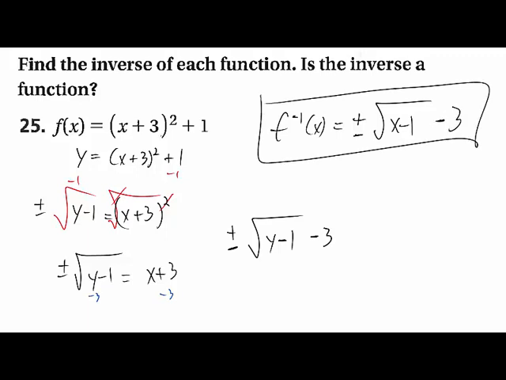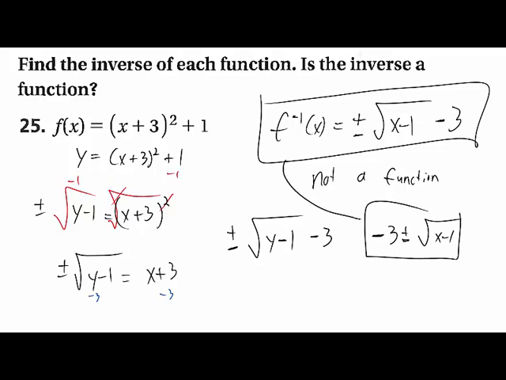Anytime in general you try to do an inverse function of something that has an x squared, it's not going to be a function. So the inverse is not itself a function. If you prefer, you could also write this as negative 3. You could write this as negative 3 plus or minus the square root of x minus 1 as well. You can write it that way.